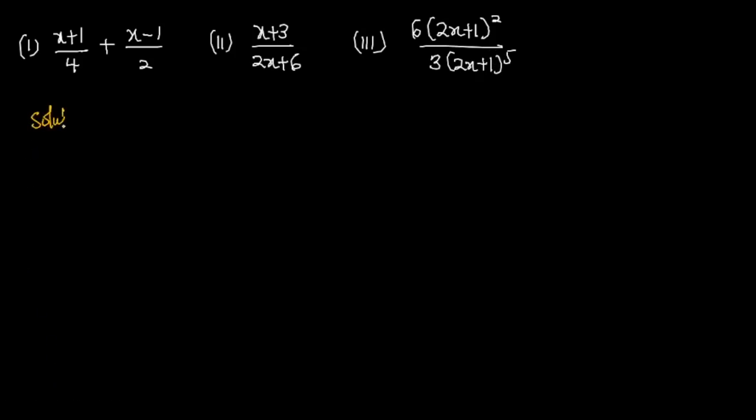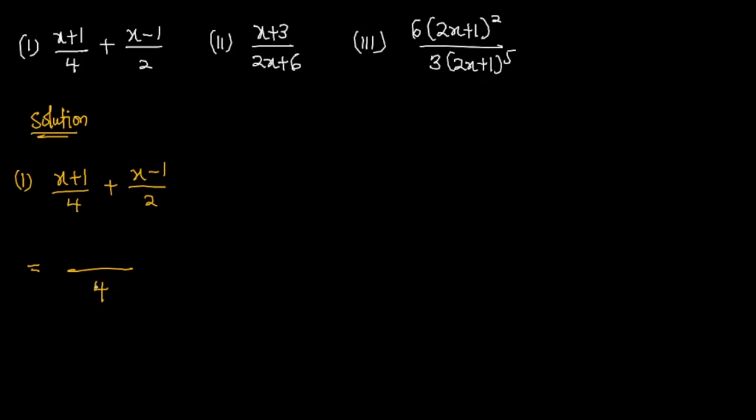So, solution. Now you can pause the video, go ahead and simplify these expressions, and then we compare our answers at the end. All right, so the first expression, we have (x + 1)/4 + (x - 1)/2. Now we have two different fractions that we are supposed to add. They have different denominators, so they are unlike fractions, so we need to find a common denominator for them. Now if we look at 4 and 2, the common denominator for them will be 4.